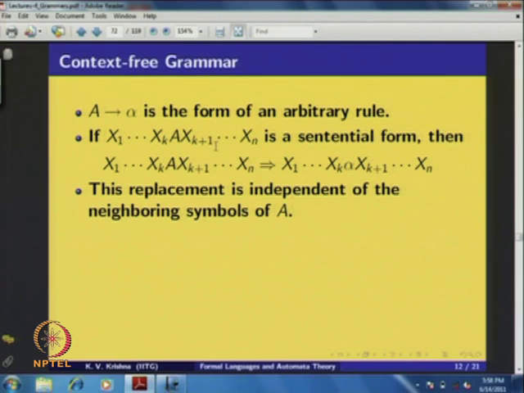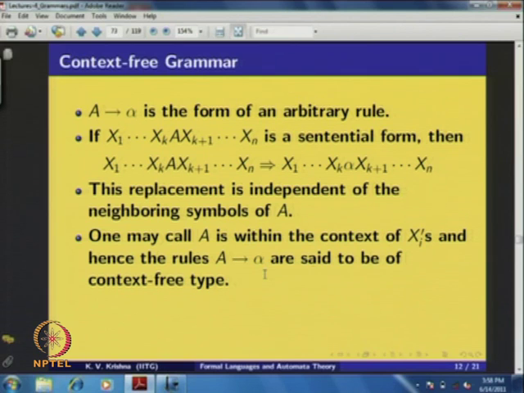Now, in this sentential form, the replacement is independent of the neighboring symbols of A, because the production rule is of the form A goes to alpha. Wherever A is occurring, you can substitute A by alpha to get a sentential form resulting like this. As this replacement is independent of the neighbors, one may say A is within the context of the x i's, the neighboring symbols. For example, here x k plus 1, or if you go a little more, x k minus 1, x k plus 1, these are the neighboring symbols of A. One may call A is within the context of the x i's, depending on the neighboring symbols that you are considering.